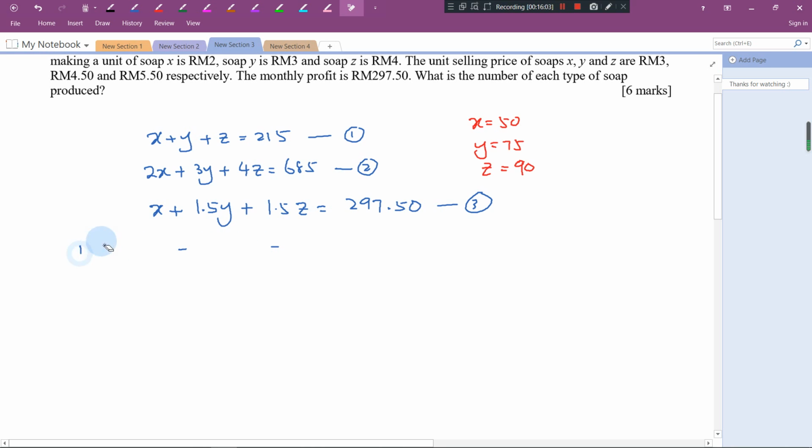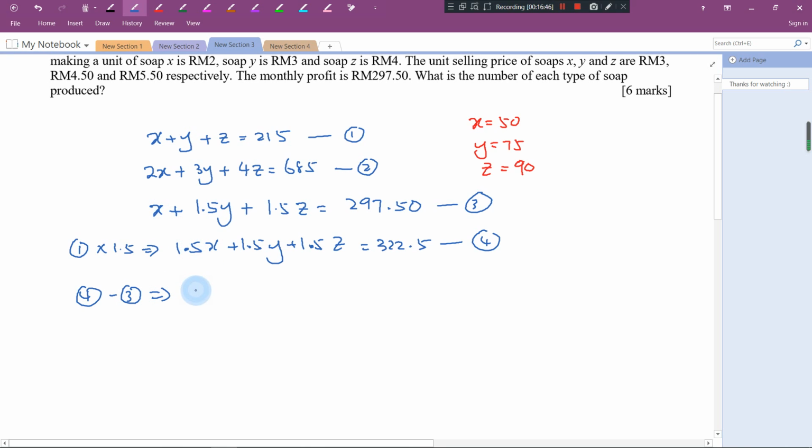Let me change method. I take the first one times 1.5. So this will become 1.5x, 1.5y, 1.5z. Now I have 215 times 1.5, 322.5. Okay, number 4. So I take this one minus the third equation, 4 minus 3.